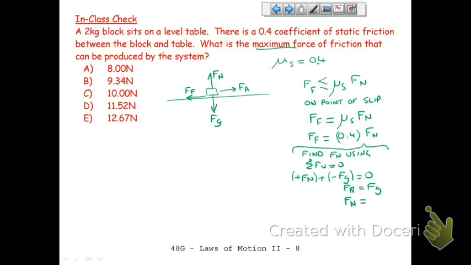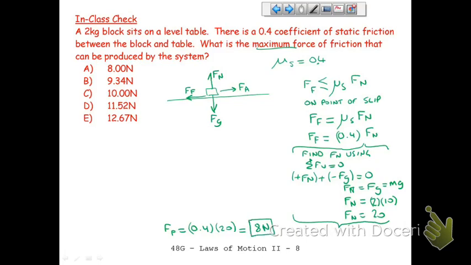Fn is equal to 2 times 10, which equals mg. Yeah? 2 times 10, Fn is equal to 20. Ff is equal to 0.4 times 20, which equals 8 newtons.